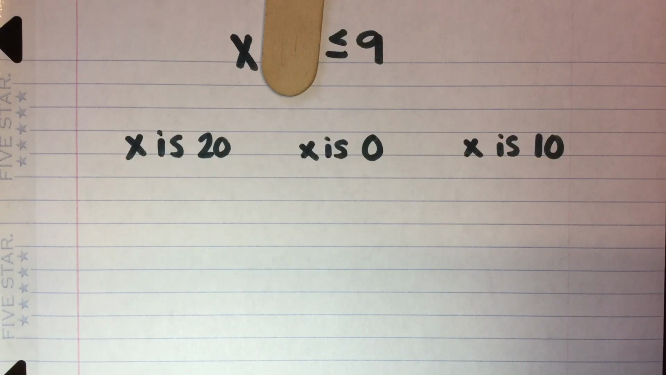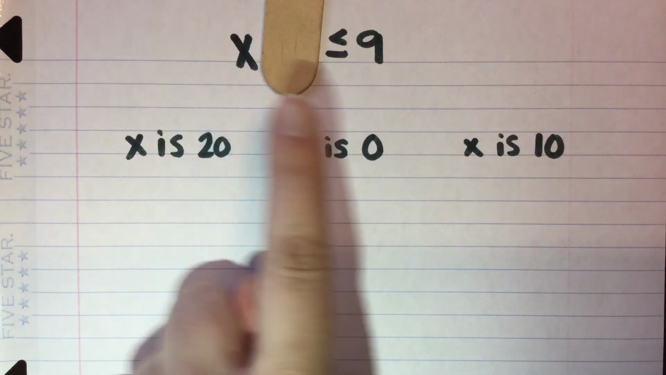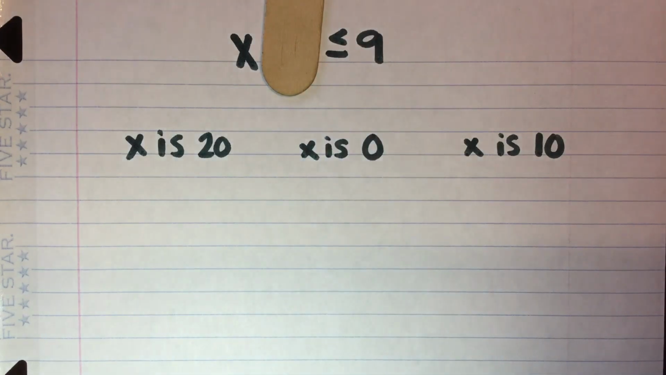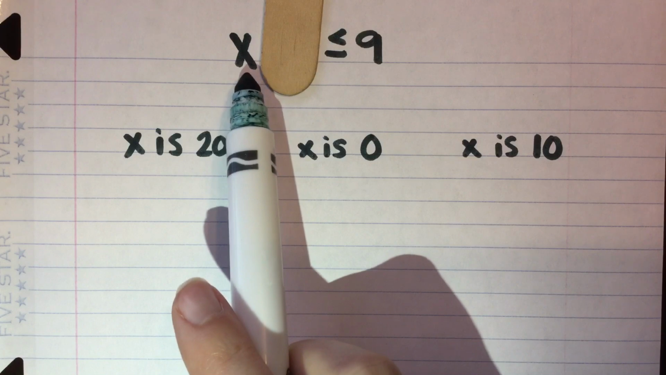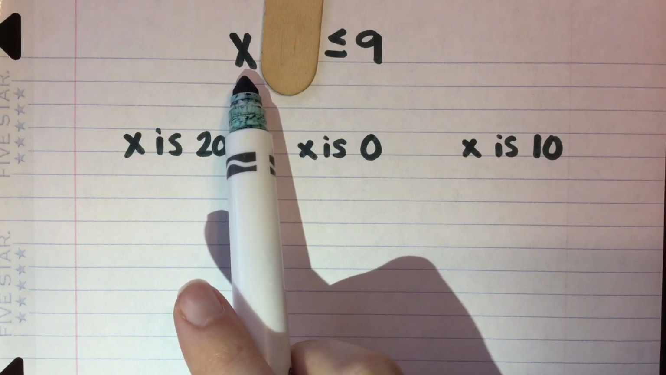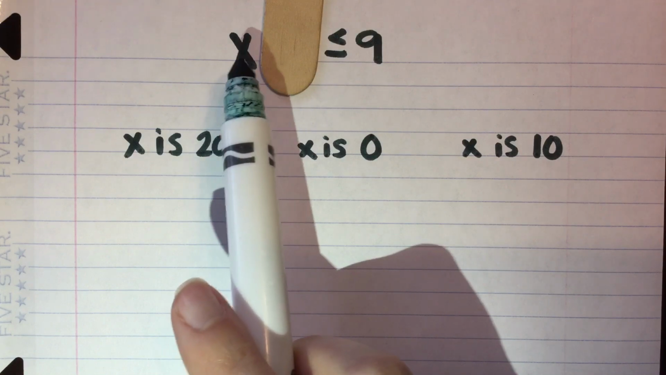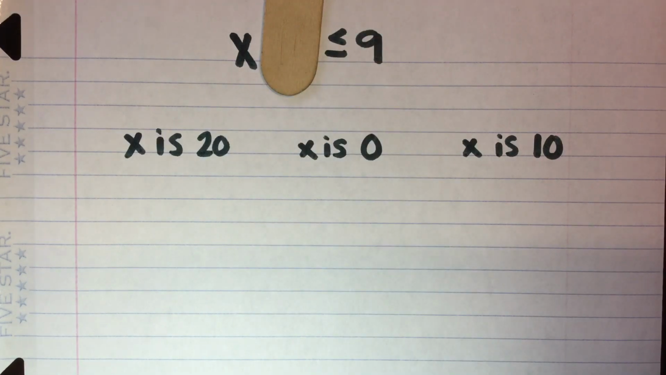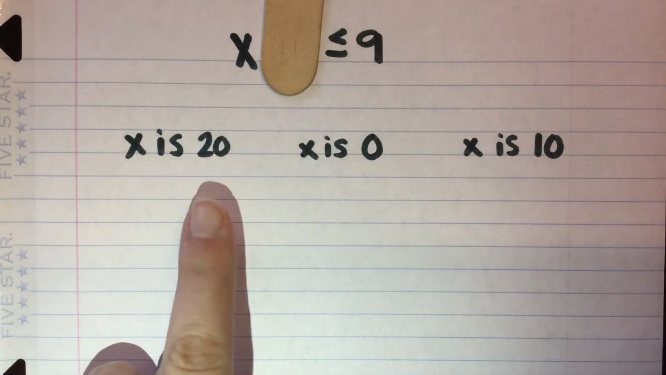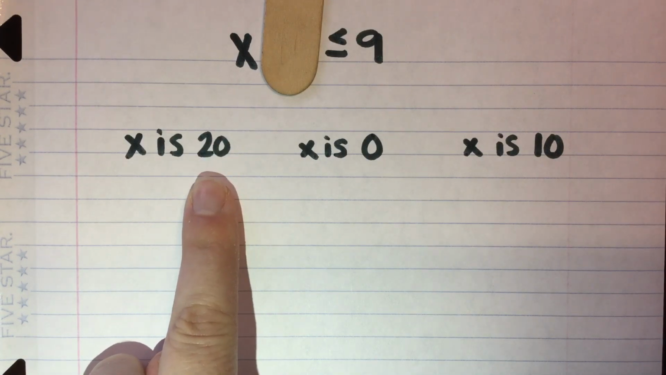In order to determine which values would make an algebraic inequality true, you would use the idea of substitution. For example, if you had the inequality x is less than or equal to 9, let's say that the x was a 20. You would substitute a 20 in the place of the x and read the statement to yourself. 20 is less than or equal to 9. No, it's not. So I would know that this is not a possible solution.